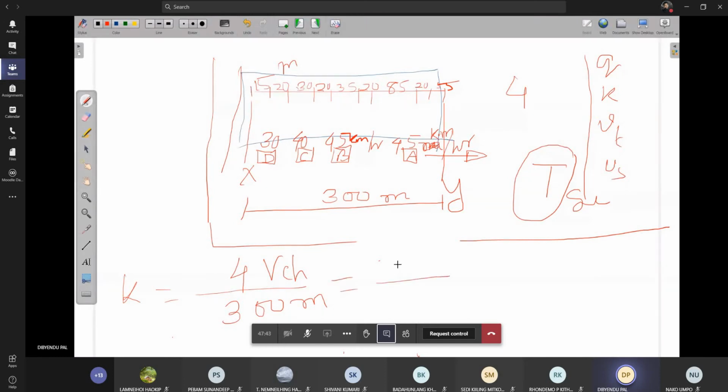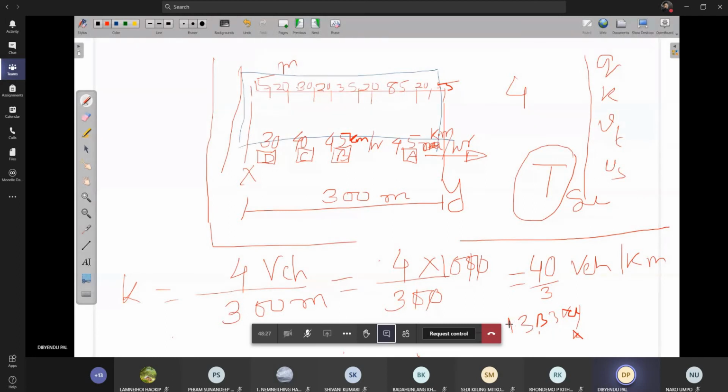So now what can I write? I can write 4 divided by 300. If you want to convert into kilometer, then I have to multiply this by 1000. So that is 40 by 3 vehicles per kilometer, or 13.33 vehicles per kilometer. So the density of this road section is 13.33 vehicles per kilometer.